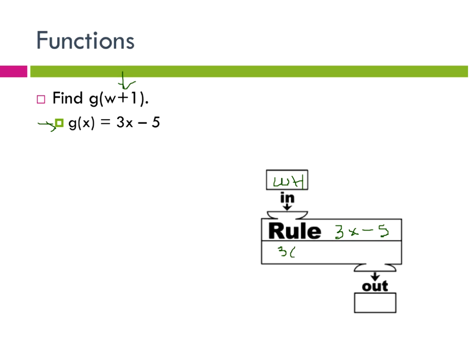And now we need to find 3 times w plus 1 minus 5. Again, I've seen that I have an x in my rule, but I want to find w plus 1. So g of w plus 1 then would be 3 times w plus 3 times 1 is 3 minus 5. Or our output then would be 3w minus 2. Okay?